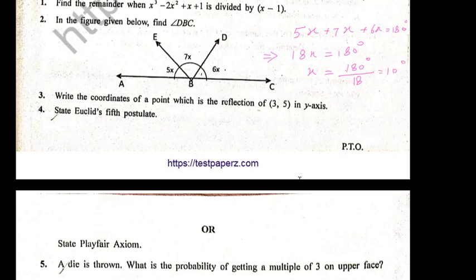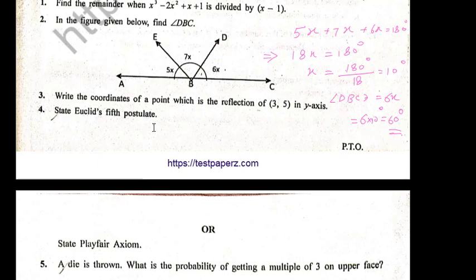I have to find DBC. So angle DBC will be equal to 6x, which is 6 into 10 degrees, equal to 60 degrees. So this is angle DBC. This is the second question: you have to find angle DBC, which is 60 degrees.